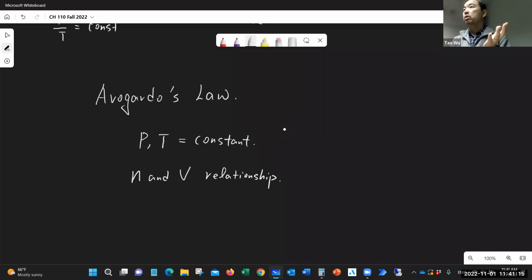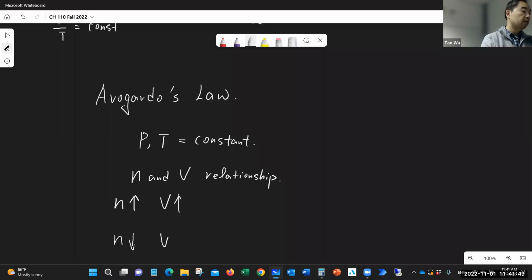So that is the relationship between the moles of gas and the volume. If you increase the gas molecules, then obviously the volume will increase, because it's expanding. If you increase the moles of gas, the volume of the gas will increase. If you decrease the moles of gas, the volume will also decrease, just like when a balloon is leaking, the balloon is shrinking. That's normal.